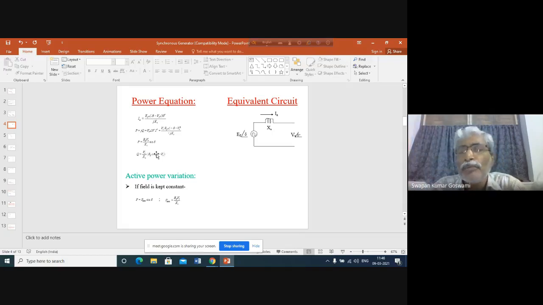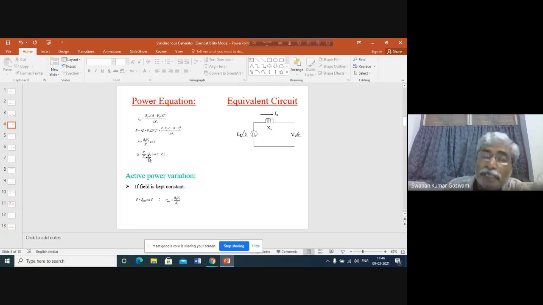Rather, we shall be focusing on other scope of variation. What are the other scope of variation? That is EF, that means the induced voltage. Since you are not changing the value of delta, the speed of the generator is not changing. So how can EF now be varied? Because you can change EF only, none other thing is variable here.